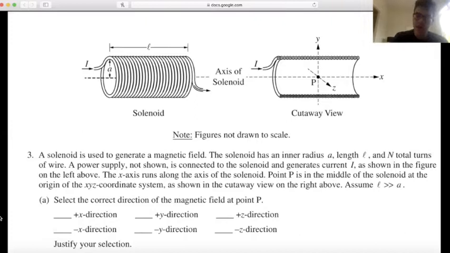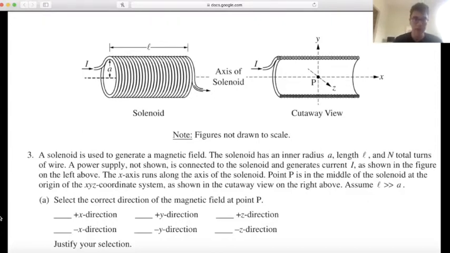So let's start with our first one, which is a solenoid question. A solenoid is used to generate a magnetic field. The solenoid has an inner radius A, length L, and N total turns of wire. A power supply not shown is connected to the solenoid and generates current I, as shown in the figure on the left above. The x-axis runs along the axis of the solenoid. Point P is in the middle of the solenoid at the origin of the XYZ coordinate system, as shown in the cutaway on the right above. Assume L is much greater than A.